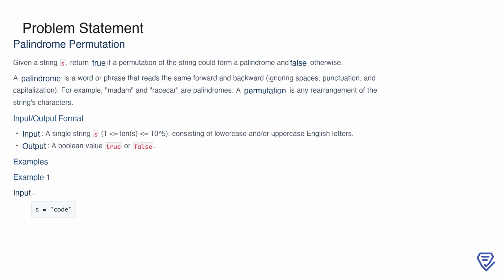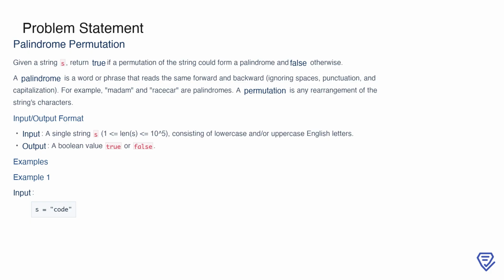In this problem, we're tasked with determining if any permutation of a given string can form a palindrome. A palindrome is a sequence of characters that reads the same forward and backward, such as madam or racecar. The key here is that we're not checking if the string itself is a palindrome, but rather if it's possible to rearrange its characters to form one.